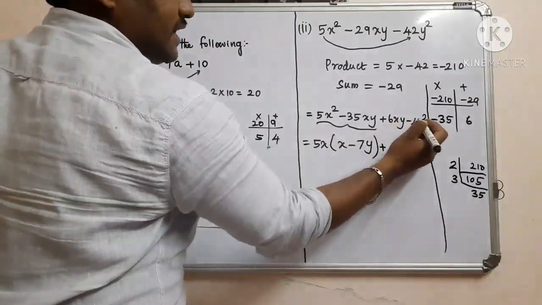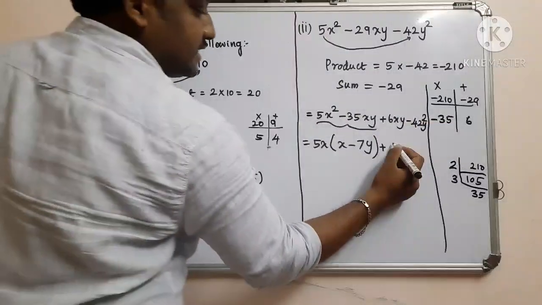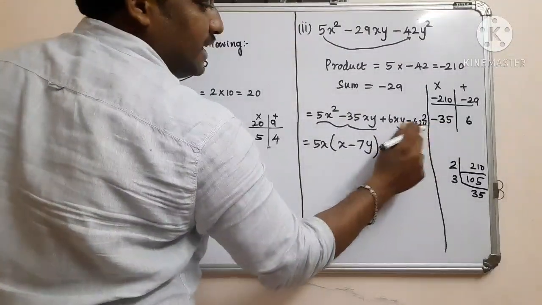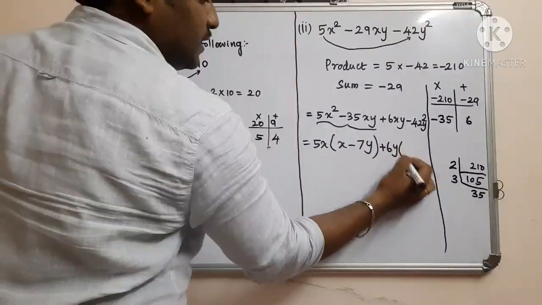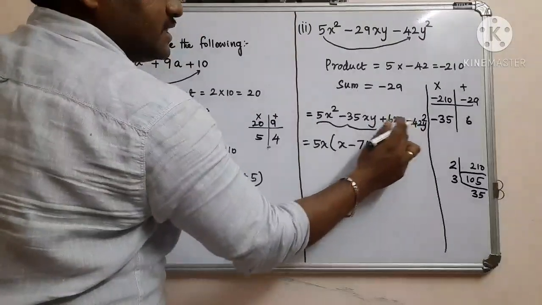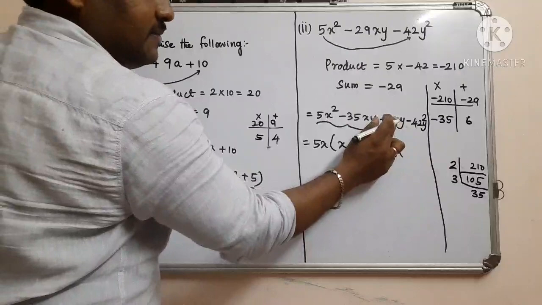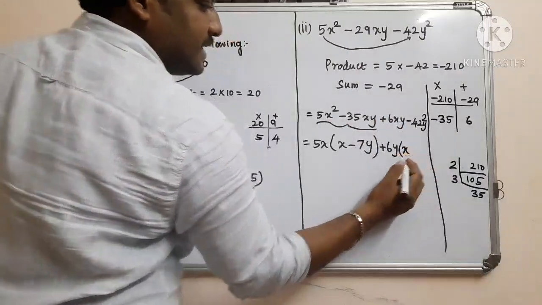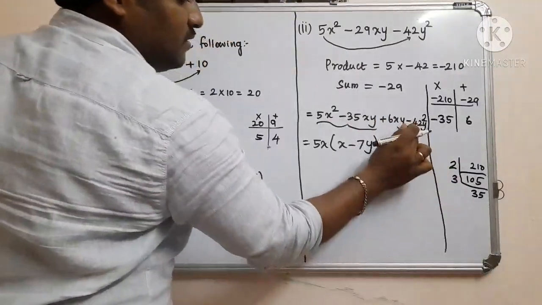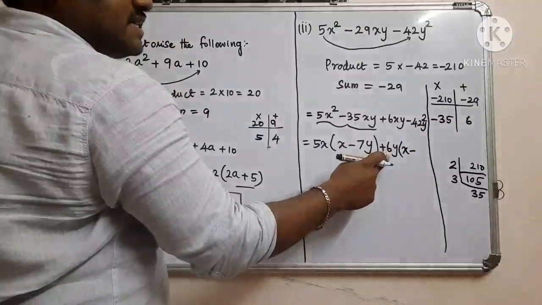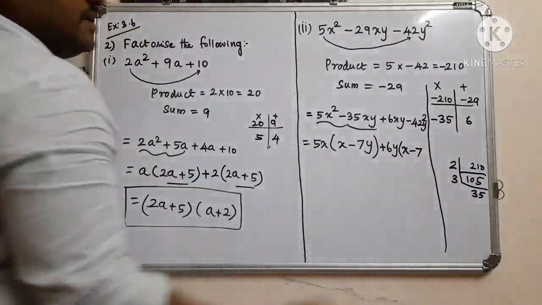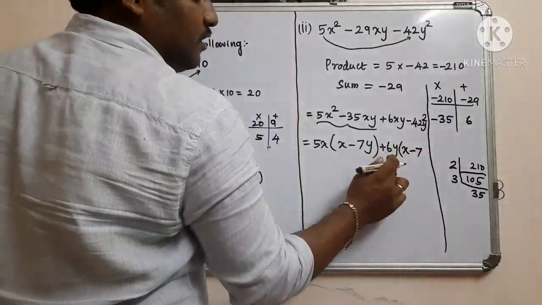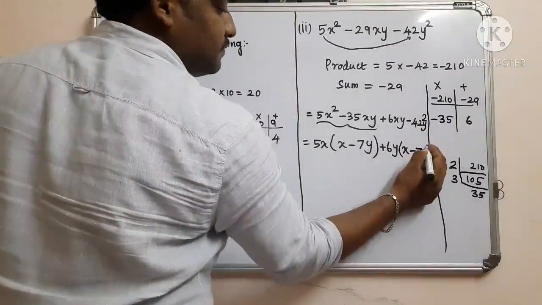Now what is the term that is common? 6 is common. Here y is a common term, so 6y is a common term. Now the remaining is here 6y. If we take 6y as common, the remaining is x minus 42. So if we take 6 as common, what is the remaining value? 6 7s are 42. So 7. Y square, 1y we take common, so the remaining 1y.